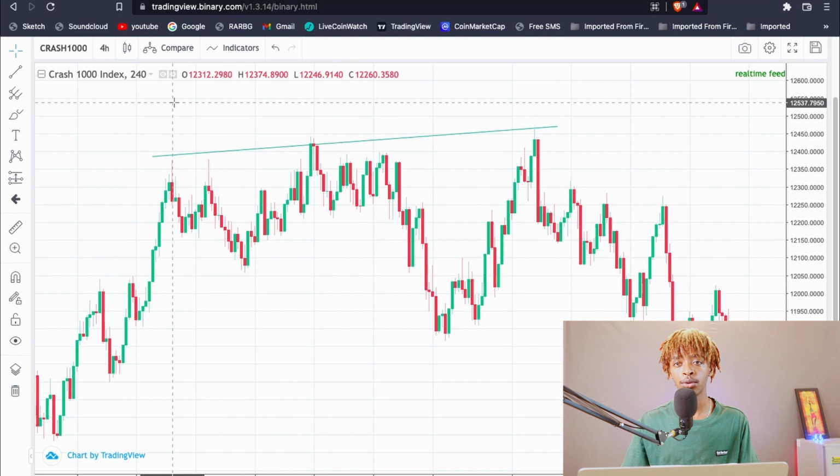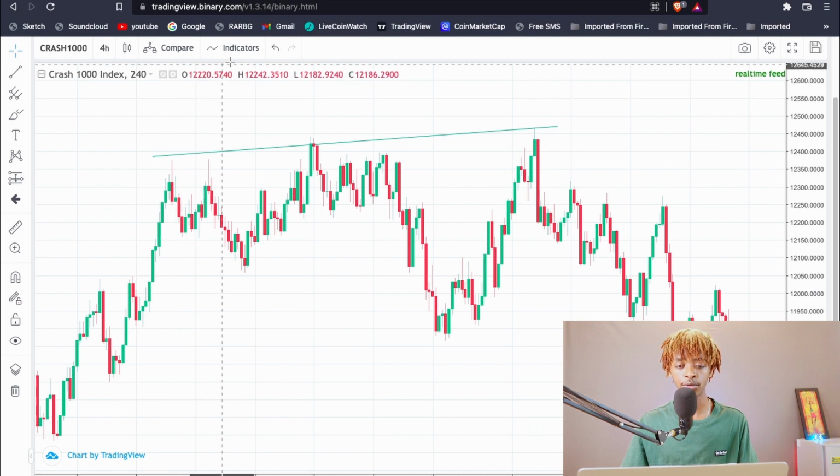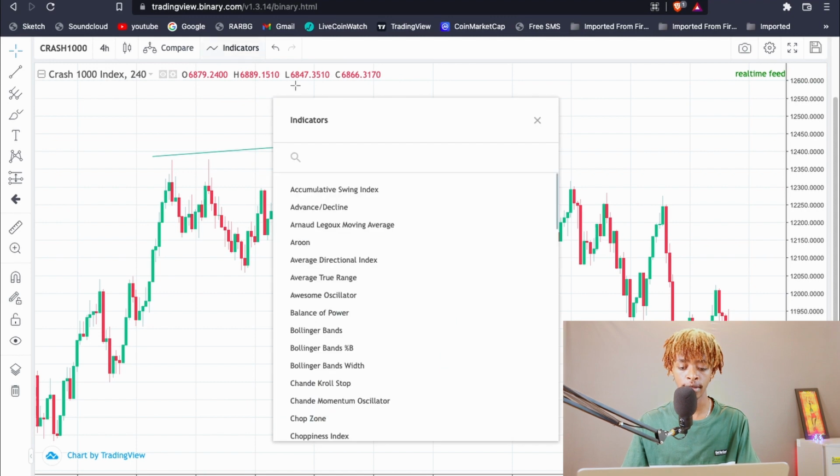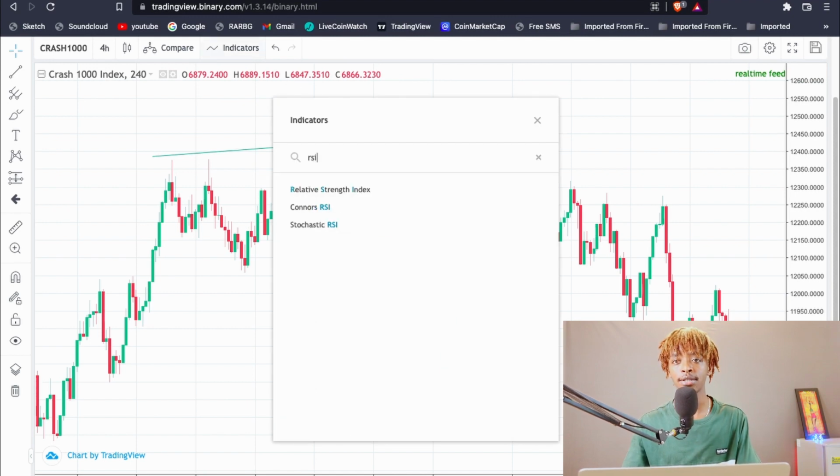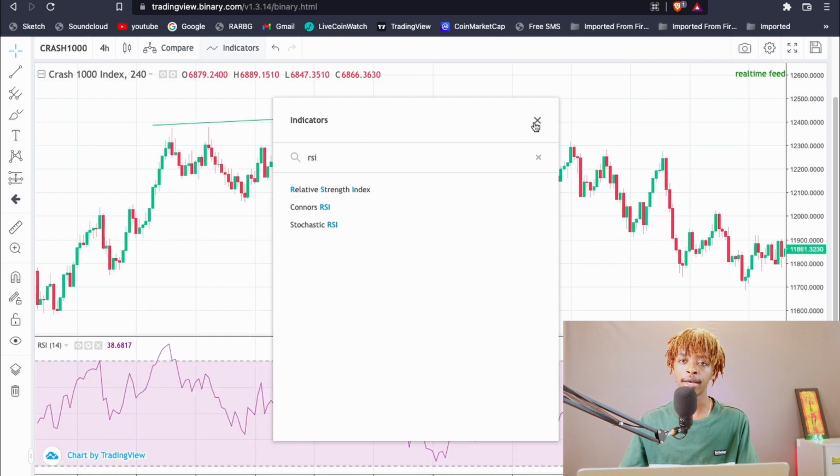So after you load your chart up, you have to add indicator. So I'm going to add RSI indicator. RSI means relative strength index. It shows the strength of the market relatively in a period of days that you choose.